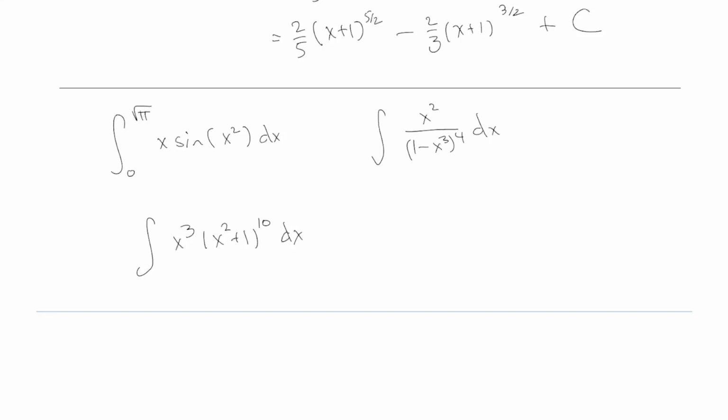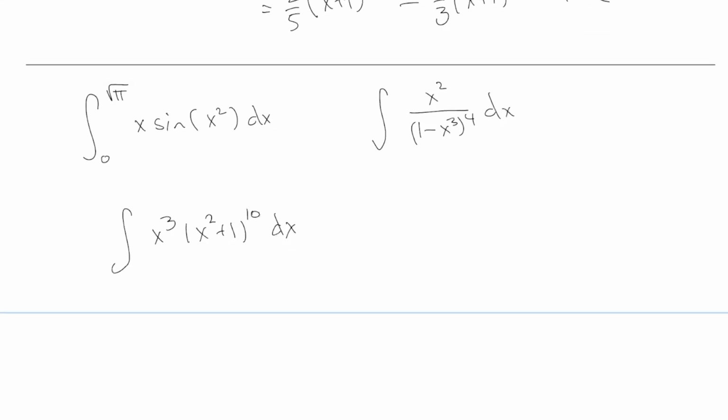In my opinion, these are in increasing level of difficulty. The first two are fairly straightforward. The last one involves some slightly weird tricks. So let's try the first one here.